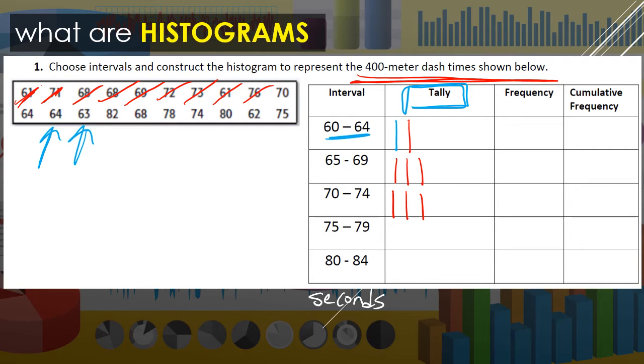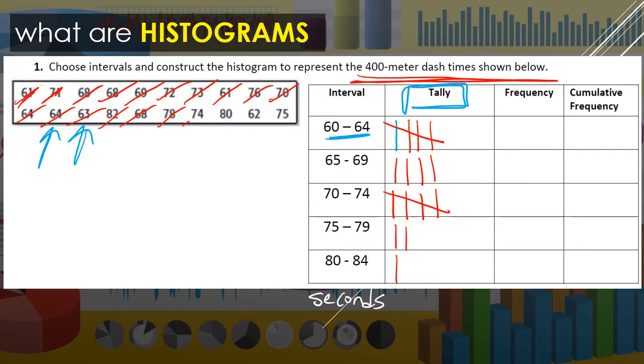61, 76, getting a little slower. 70, 64, 64, 63. So right now I have 5. There's 5 times that are in between 60 and 64. Oh, we have 82. And there's another 68. Here's 78.